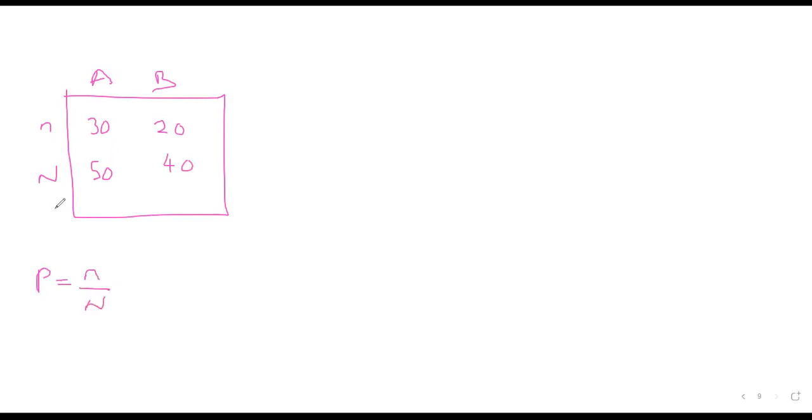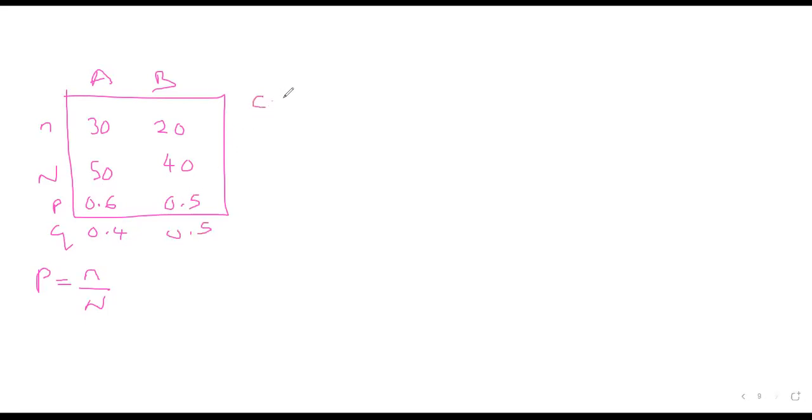So 30 over 50 is 0.6, meaning the remainder Q is 0.4. Here, it's half, 0.5 over 0.5 as Q.